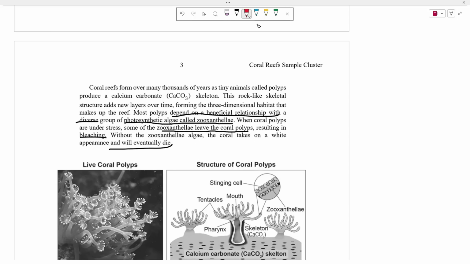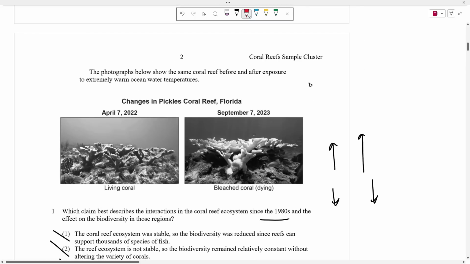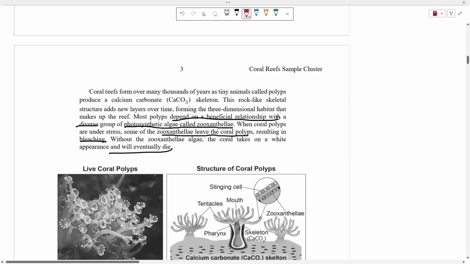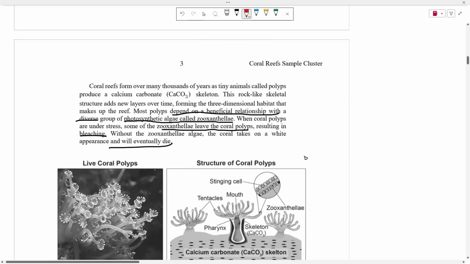So here, we were introduced to a phenomenon called bleaching, right? And we were introduced to what corals are. And in this section, we actually begin to understand what makes up a coral. What creates coral? Well, these tiny polyps create coral. As they live and as they die off, they deposit calcium carbonate, which is the skeleton of the coral reef. And again, essentially, we need more and more polyps in order for our coral reefs to grow.